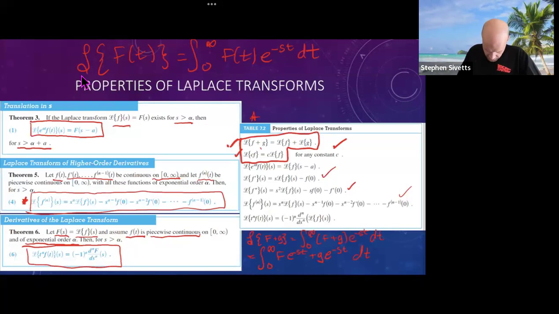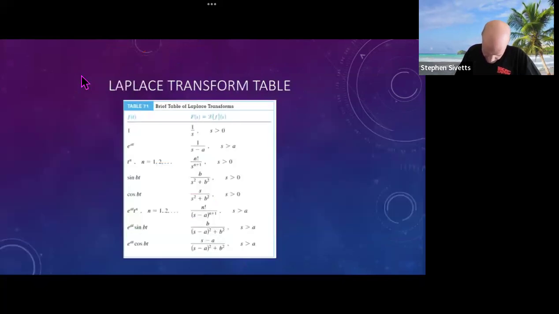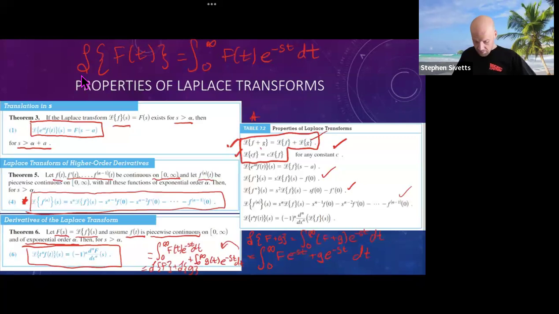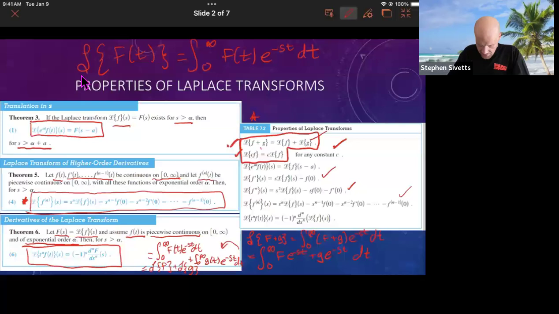This equals the integral from 0 to infinity of f of t times e to the minus st dt plus the integral from 0 to infinity of g of t times e to the minus st dt. And this equals the Laplace transform of f plus the Laplace transform of g, and that is the result for the first property there. The second property just essentially means you're multiplying by a constant.